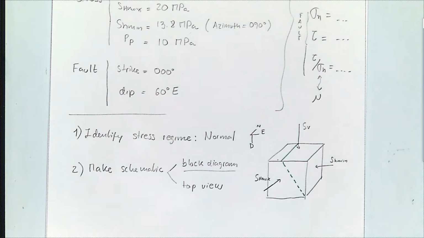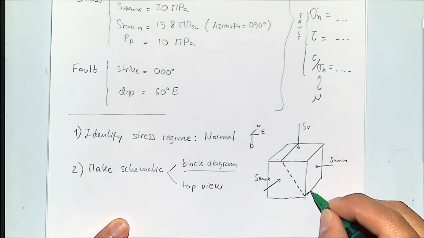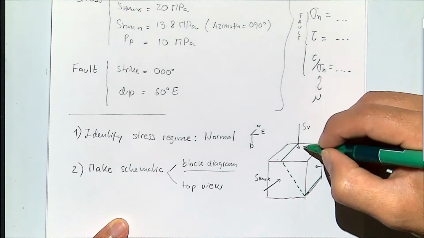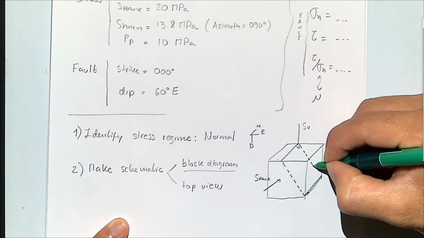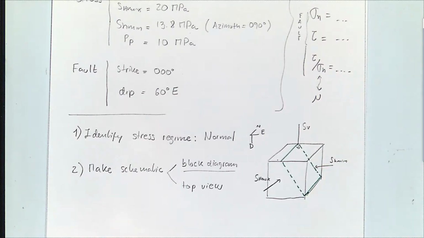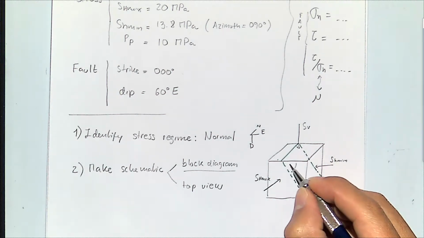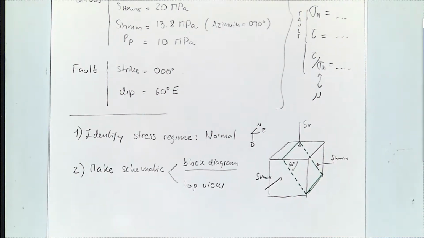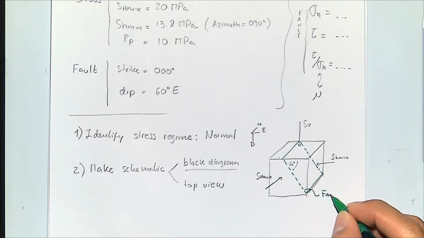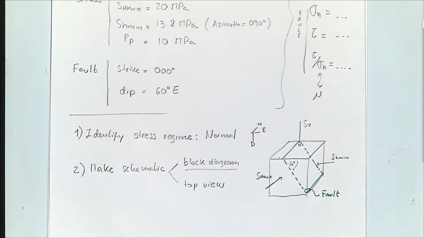The fault is going in the north-south direction, with a dip of 60 degrees. All right, so we have the fault, we have the stresses.